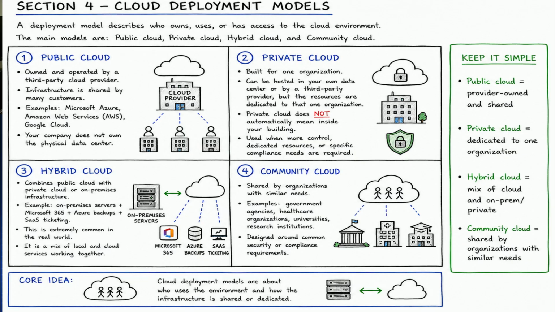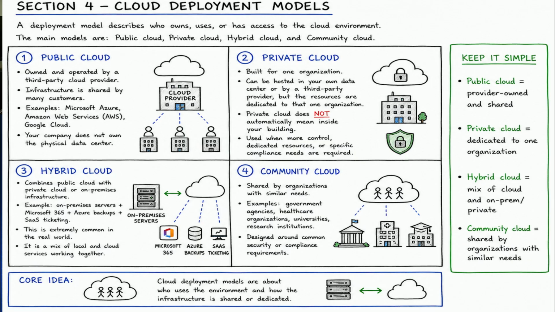A hybrid cloud combines public cloud with private cloud or on-premise infrastructure. This is extremely common in today's environments. A company may keep some servers in its own data center while using Microsoft 365 for email, Azure for backups, and a SaaS platform for ticketing. That is hybrid. It's a mix. In the real world, many companies are hybrid whether they planned it that way or not. They may have old servers, cloud services, SaaS platforms, VPNs, identity integrations, and remote users all working together.